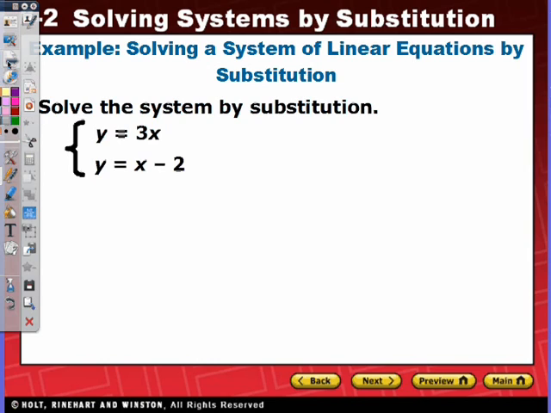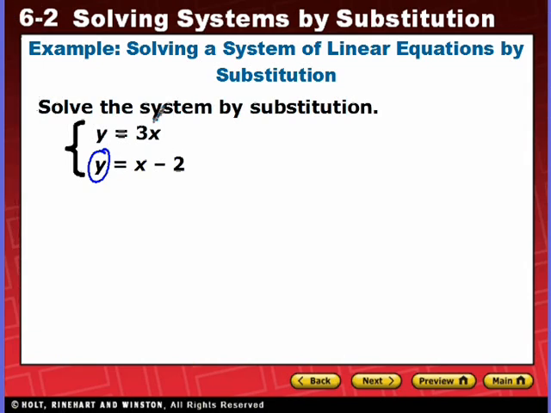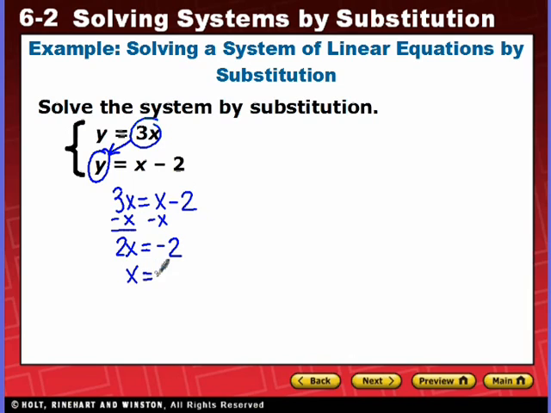So now we can just go ahead and decide which way we want to plug things in. Doesn't really make any difference. So I'm going to replace y with 3x. That's what this is saying. They're equivalent. So plug in 3x for y. We get 3x equals x minus 2. Get all the variables onto one side. This is a good chance to practice all your basic algebra skills. And we get 2x equals negative 2. So x equals negative 1.